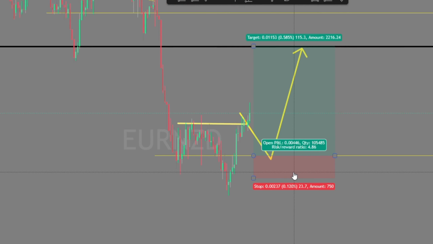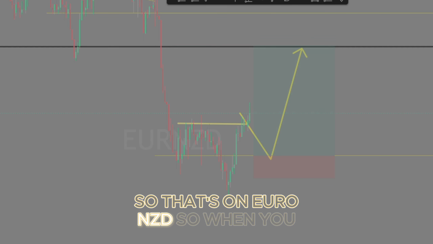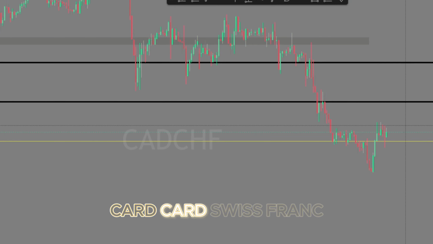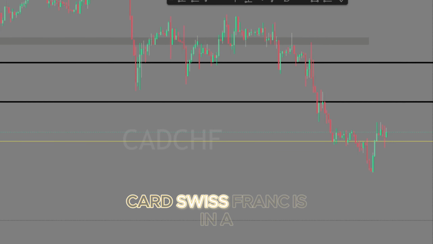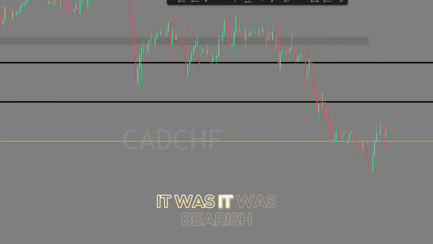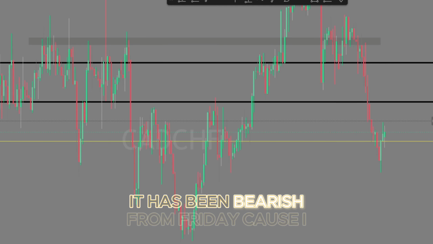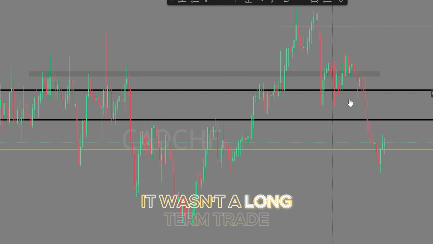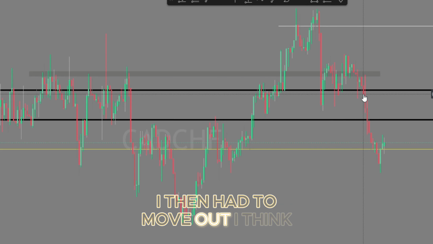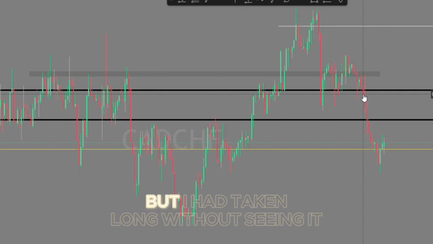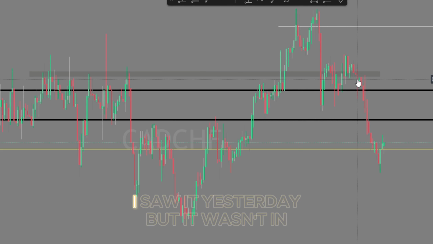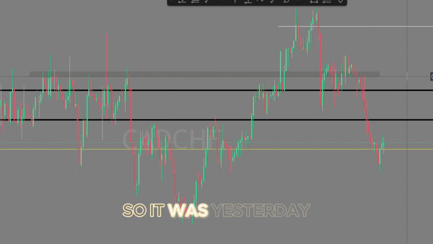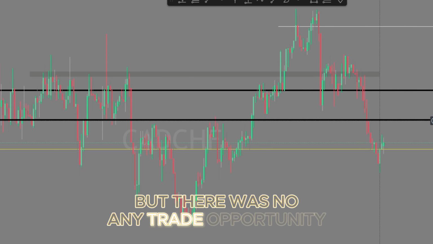Yeah, so that's on Euro NZD. So when you go on this chart, Swiss franc was bearish. It has been bearish from Friday, because I traded it, though it wasn't a long-term trade, and then I had to move out. I saw it yesterday, but it wasn't a good trade entry. So it was yesterday, but there was no trade opportunity.